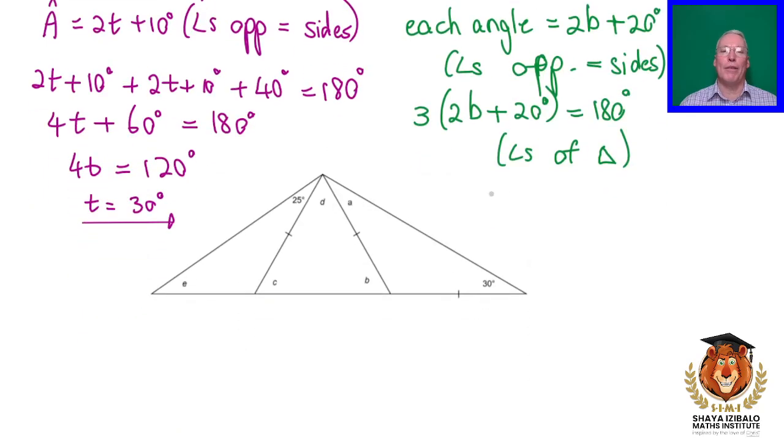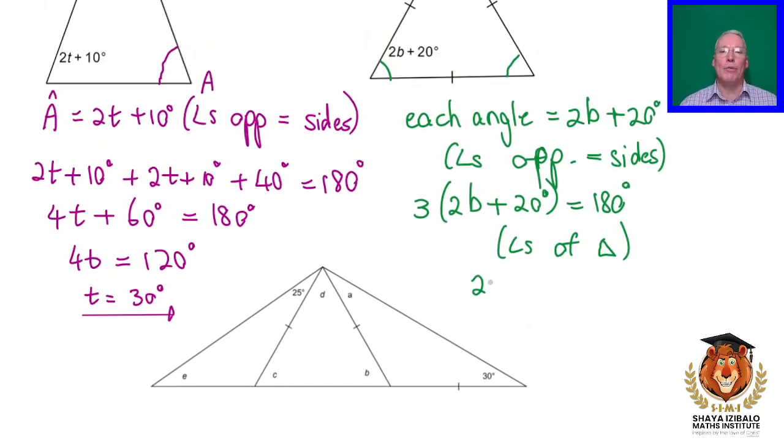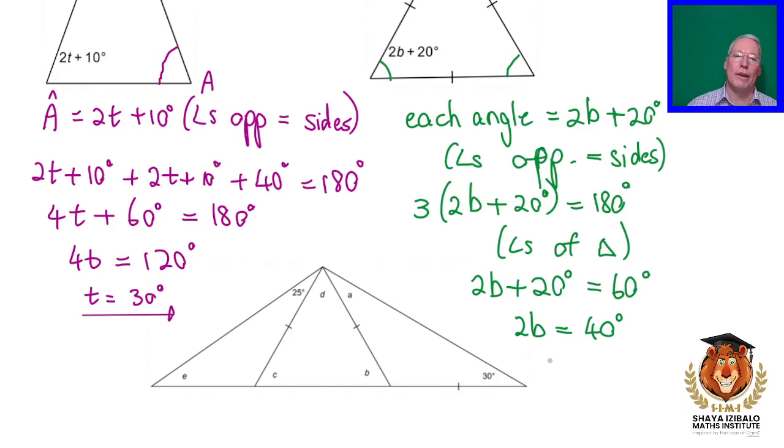If we divide both sides by 3, we just get that 2b plus 20 degrees is 60 degrees, which is basically what we said earlier, that each angle must be 60 degrees. Now we're going to subtract 20 from both sides, so 2b is 40 degrees. And lastly, we're going to divide both sides by 2, and we get b is 20 degrees.